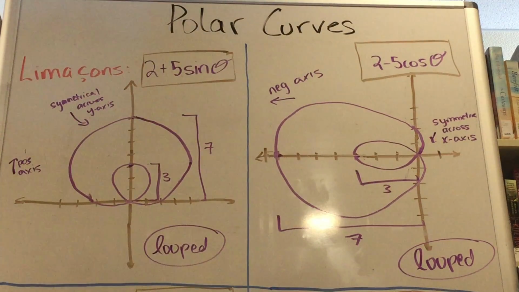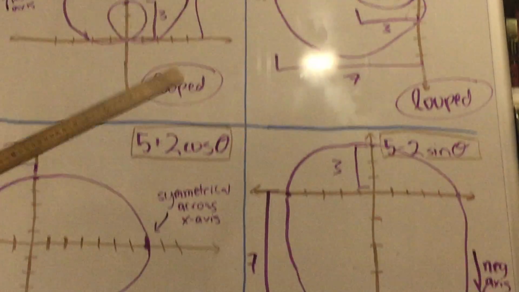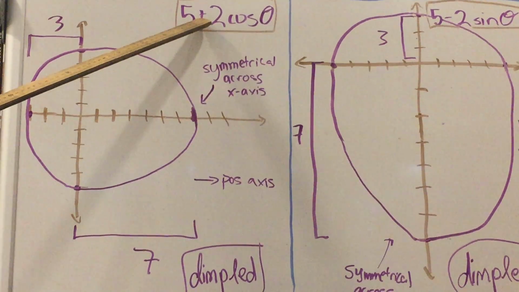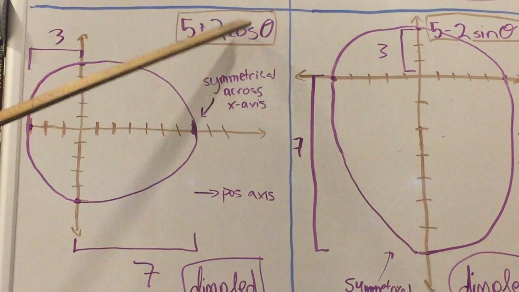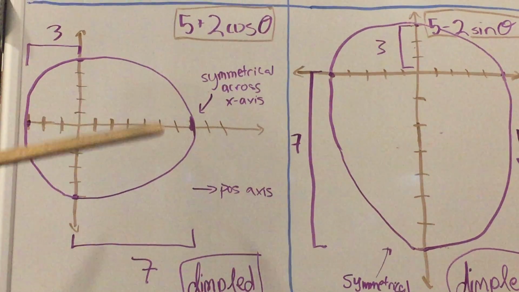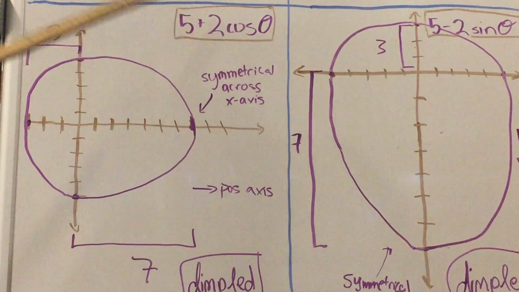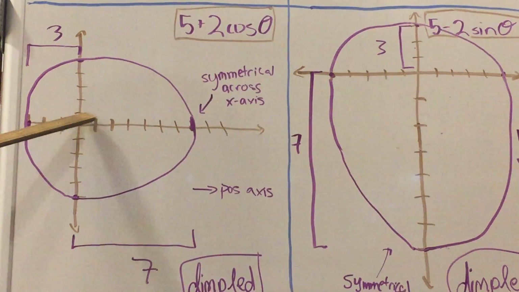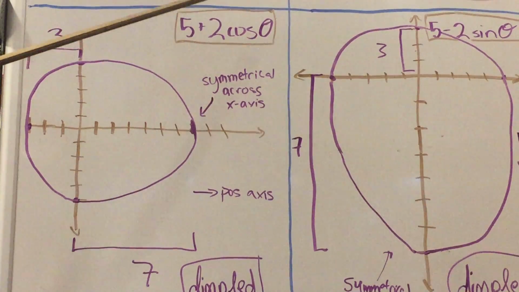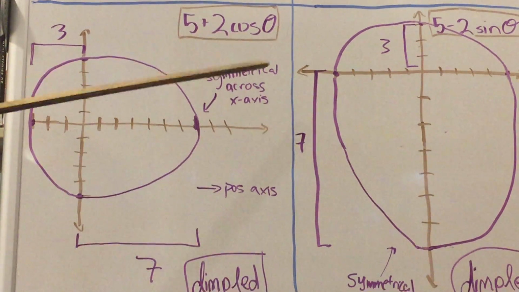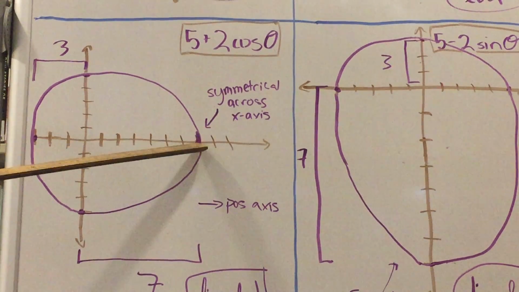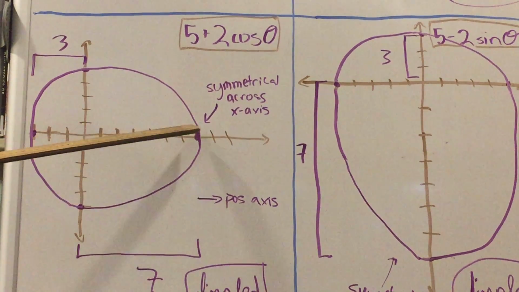Now let's look at these dimpled limaçons. For the dimpled one, a is 5 and b is 2. There's a plus sign and a cosine function. Because it's cosine, it's symmetric across the x-axis, and because there's a plus in the middle, it's on the positive part of the x-axis, which is why most of it goes to the right. For the length, 5 plus 2 is 7, so from the origin to the end of the dimpled limaçon is 7.